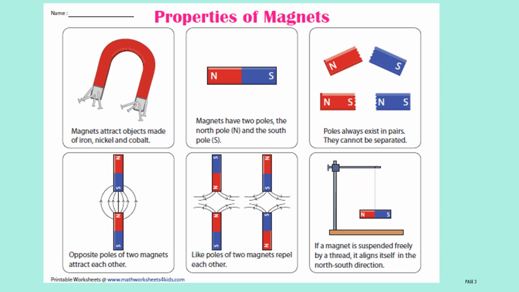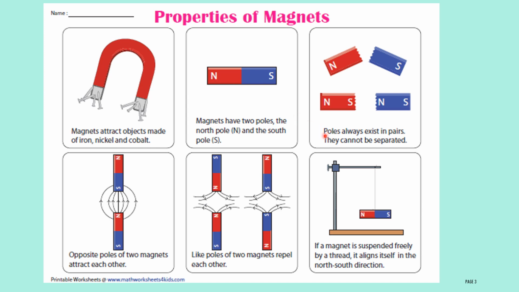Let us discuss the properties of a magnet. First property, magnets attract objects made of iron, nickel, cobalt, and many metals. Second property, magnets have two poles, the north pole and the south pole. One is the north pole, another one is the south pole.